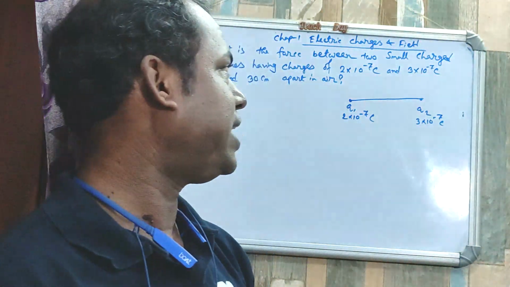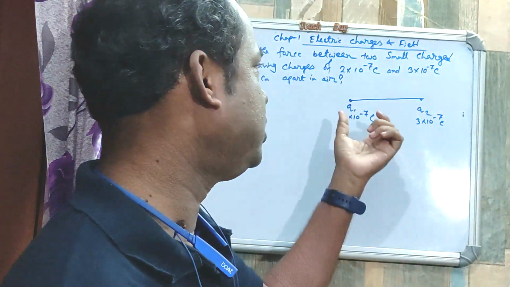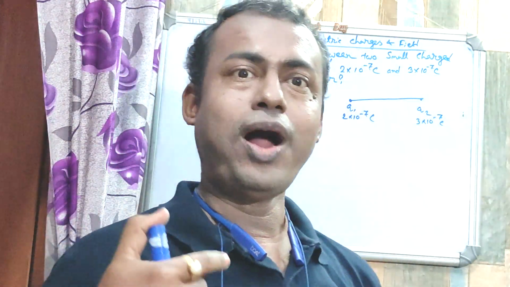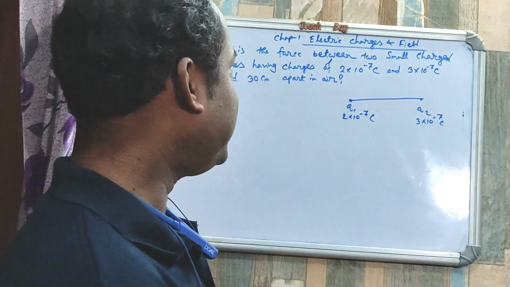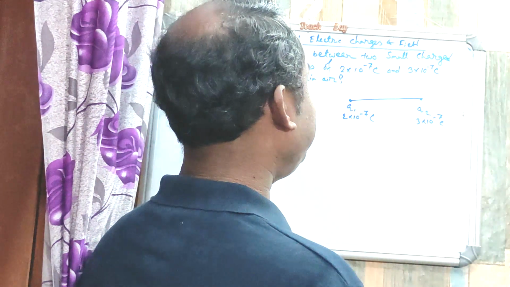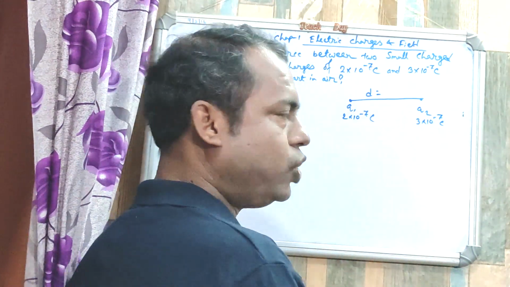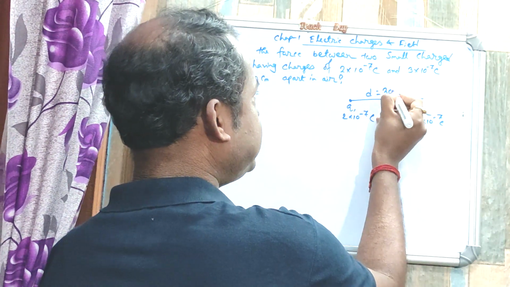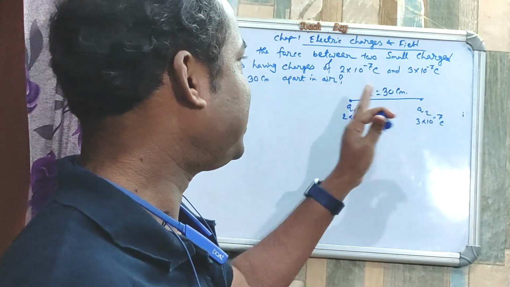So the first question arises in your mind: both are positive charges, so what is the nature of the force? In my last video we discussed that when both are positive, the force is obviously repulsive in nature. Now consider that they are separated by some distance D, where D equals 30 centimeter.